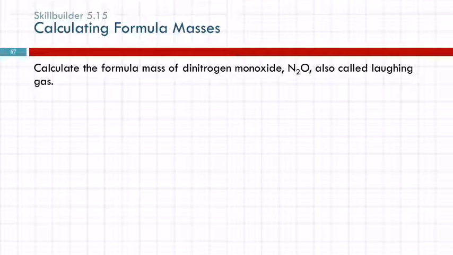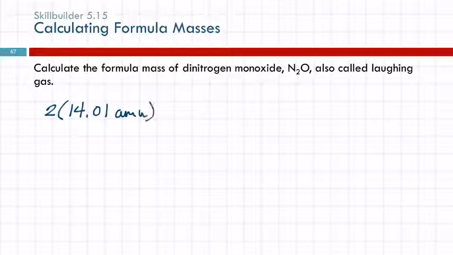On the periodic table, under the element symbols are the average atomic masses in atomic mass units for each of the elements. And so we can look at the periodic table and see that a nitrogen atom weighs 14.01 atomic mass units. So if we have 2 nitrogen atoms, then we take 2 times the mass of a nitrogen atom, and that'll give us the mass from nitrogen.